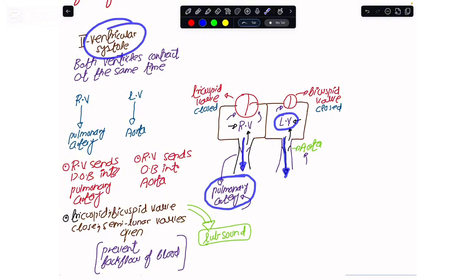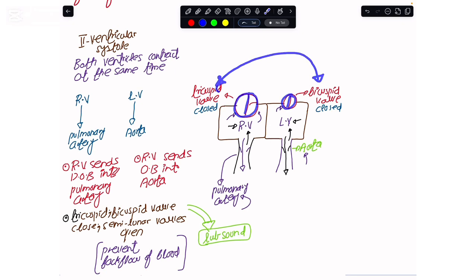When the ventricular systole is happening, the tricuspid valve and the bicuspid valve both close, and the semilunar valves open. This prevents the backflow of blood and ensures that during the ventricular systole, the blood flows in only one direction: from the right ventricle to the pulmonary artery, and from the left ventricle into the aorta. What you have to see next is that when the bicuspid and tricuspid valves close during the ventricular systole, their closure produces the lub sound of the heart.